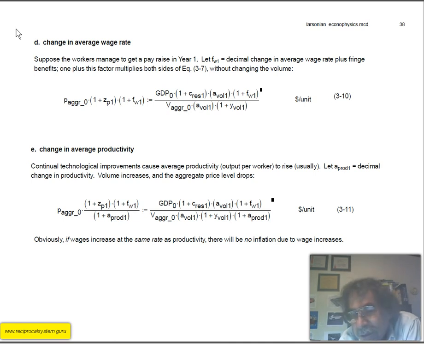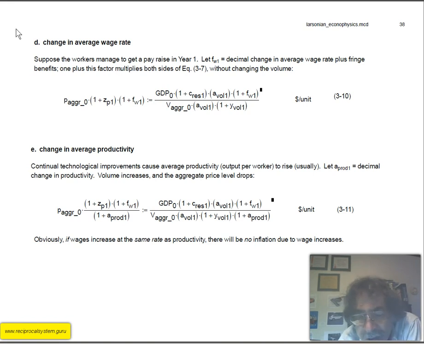Continual technological improvements cause average productivity, output per worker, to rise, usually. Now, many decades ago it was usually 3% a year, but in more recent years it's become pretty anemic. Let A sub prod 1 equal the decimal change in productivity. Volume increases, and the aggregate price level drops. So this is a good thing. We're producing more, so the price level is going to drop.